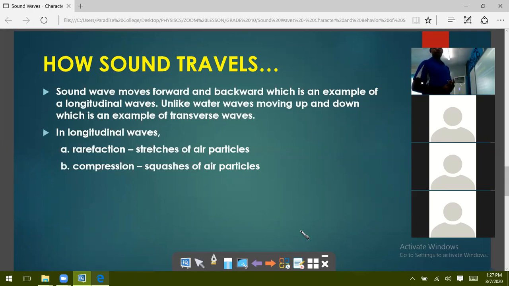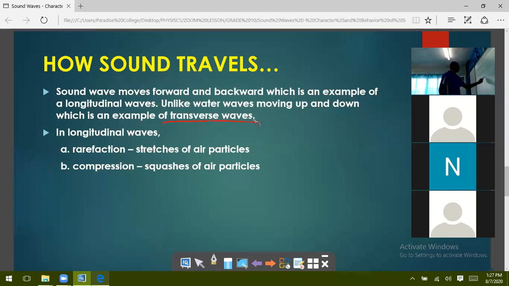What is the other wave? Transverse wave, not longitudinal waves. Transverse waves. Okay. So it's right here. Unlike water waves, moving up and down, sound waves are moving forward and backward.